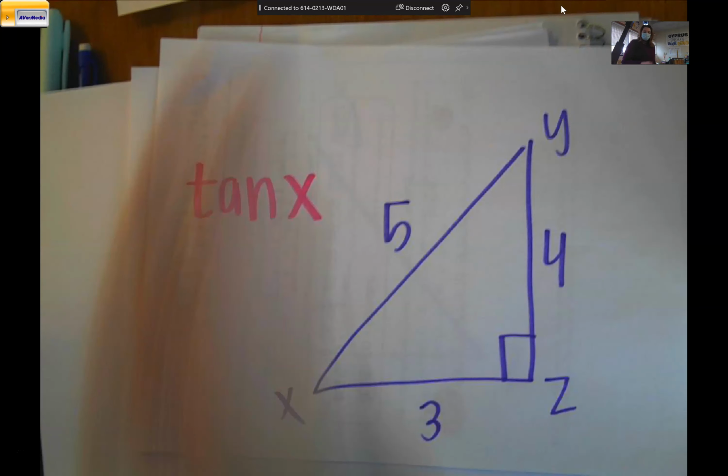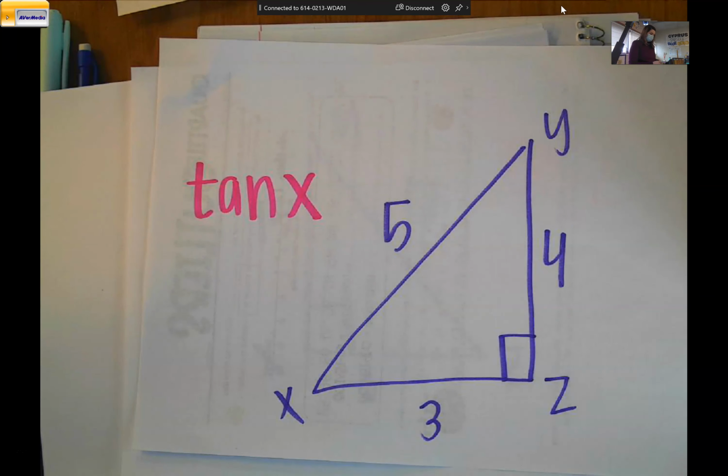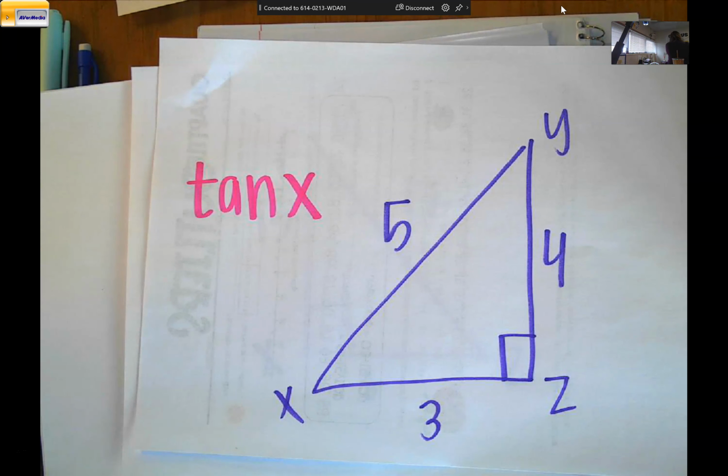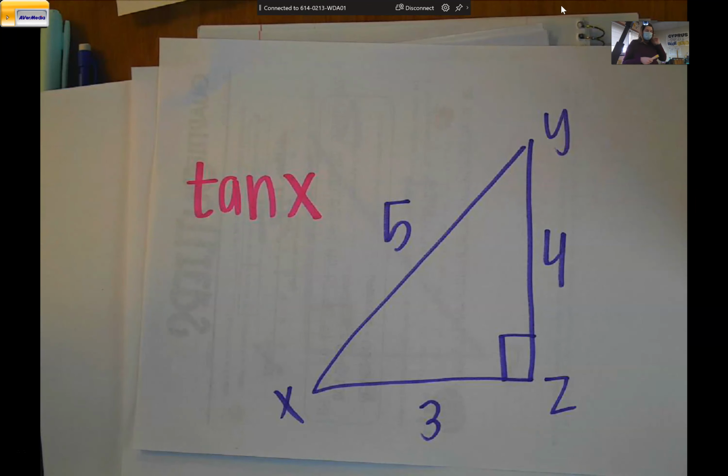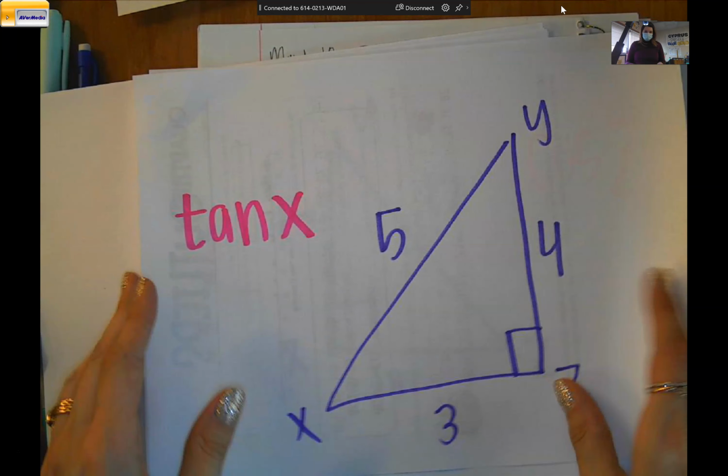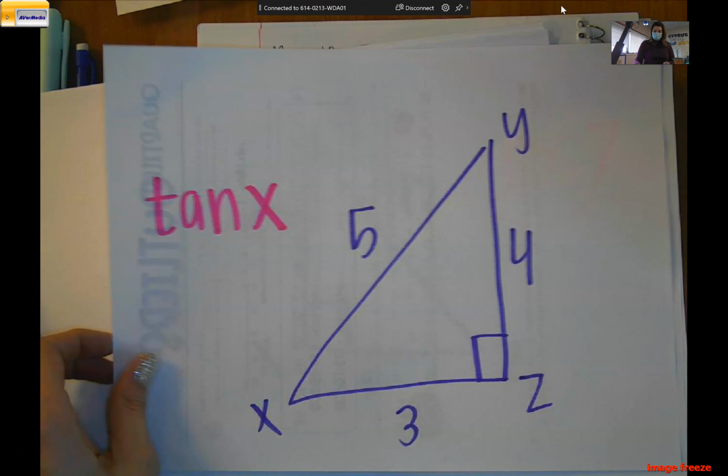Okay, next one. Tangent X. About 5. 3. This one goes to Anisha. Carly, do you know it? 4/3.